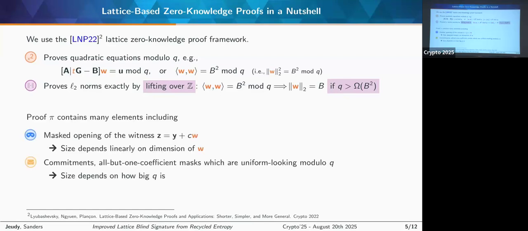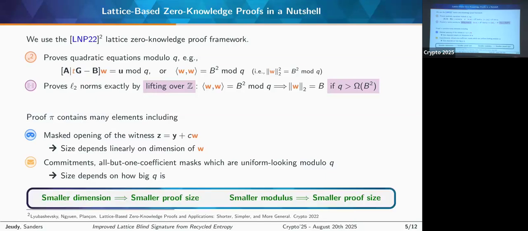Then the proof itself contains many elements, including a masked opening of the witness, which is typical for Schnorr-like proofs, where here Y is the mask and C is the challenge. And it means that the proof size linearly depends on the dimension of the witness. The proof also contains many other elements like commitments and alpha-1 coefficient masks, which are all uniform looking mod Q. So the proof size also depends on how big Q is. So if you need to keep one thing in mind from this slide, it is that to reach smaller proof sizes, we want a smaller witness dimension or a smaller modulus.